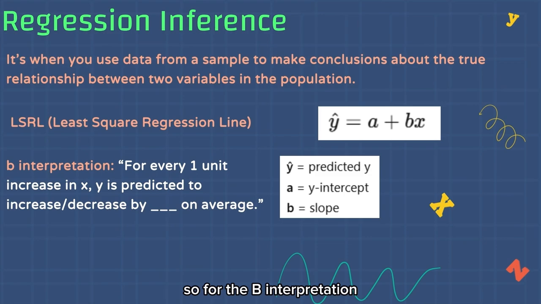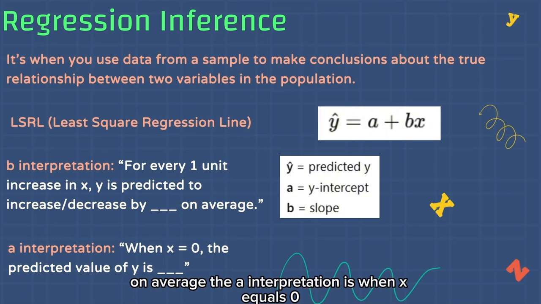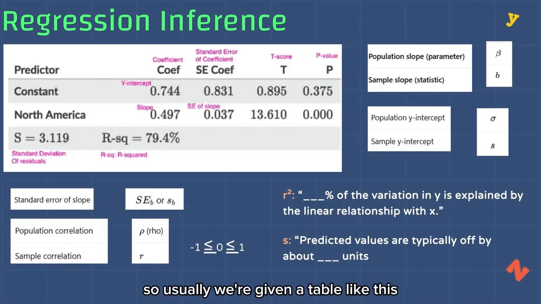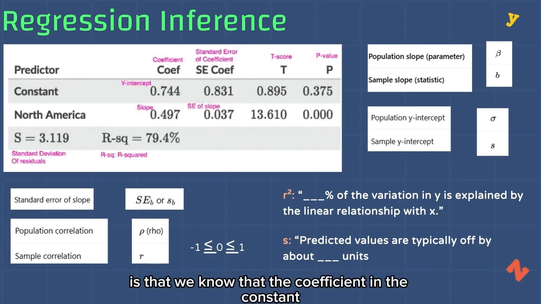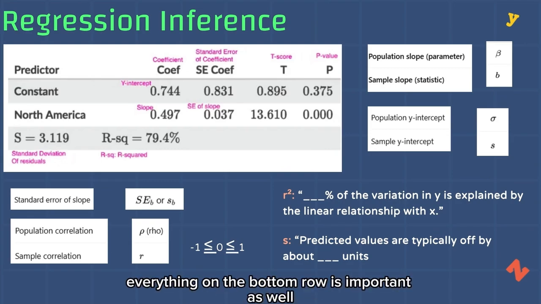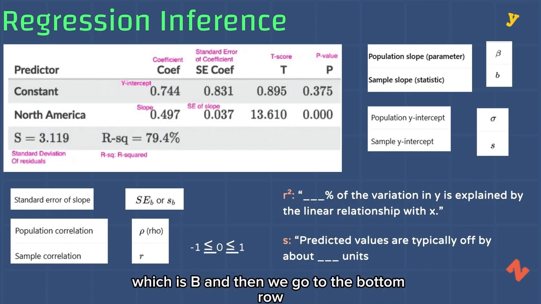For the b interpretation: for every 1 unit increase in x, y is predicted to increase or decrease by blank on average. The a interpretation is: when x equals 0, the predicted value of y is blank. Usually we're given a table like this. All that really matters is that the coefficient, the constant, is the y-intercept. Where we see 0.744, that's the y-intercept. Everything on the bottom row is important as well. 0.497 is the slope, which is b.